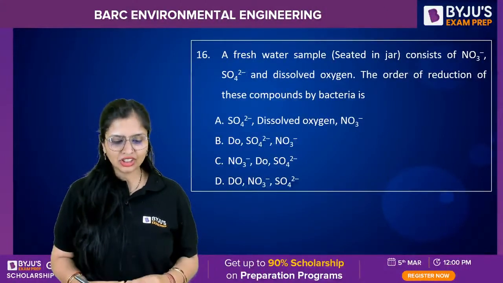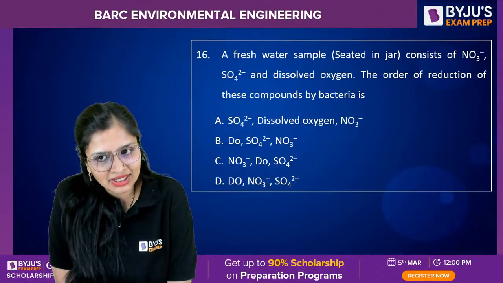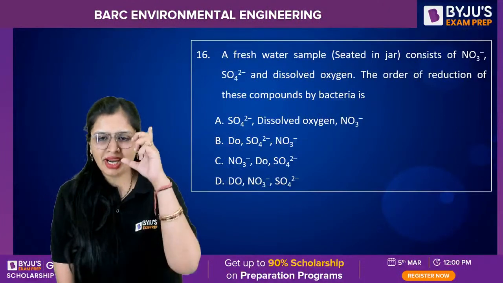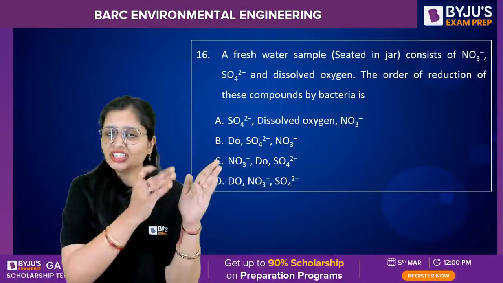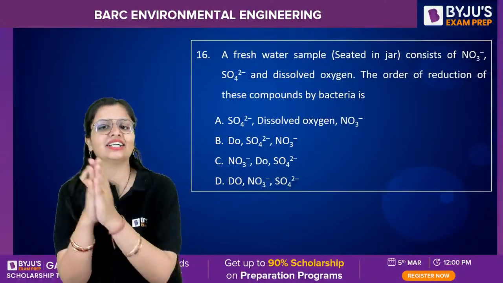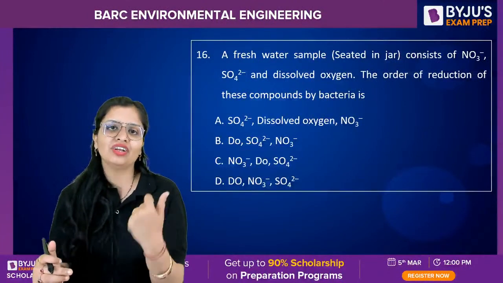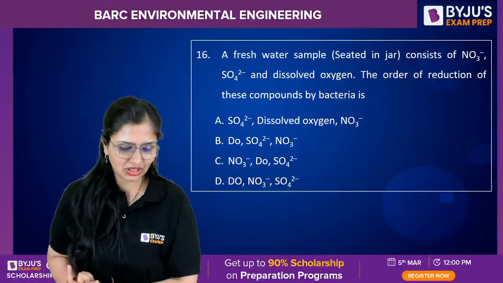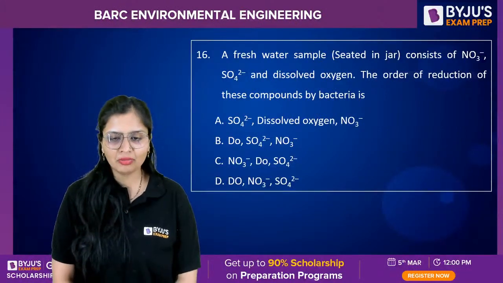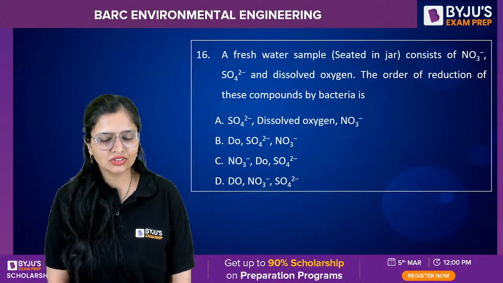Now, this question I want the answer from everybody. Come on, Krishna, Deepak, everybody, I want the answer. A fresh water sample is there in which nitrates, sulfates, dissolved oxygen, everything is there. Based on your common sense, tell me in which one reduction will take place first, then the second, and then the third. Out of these, first of all, in which will reduction happen first? What will be the sequence? Come on guys, Sumit, Mudasir, everybody, I want the answer from everybody. Come on. Fast, fast.